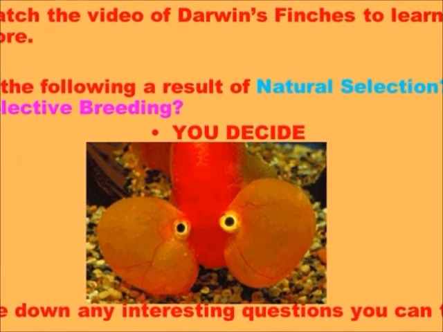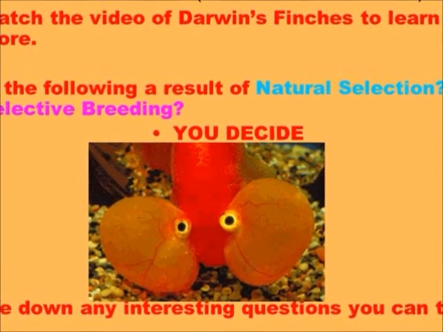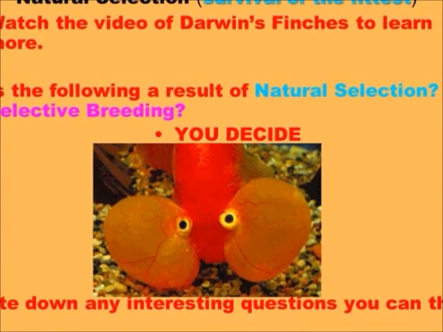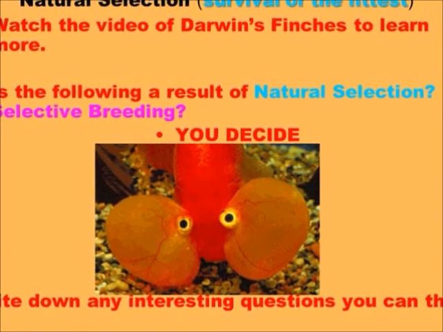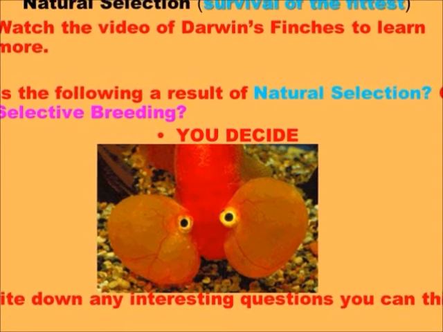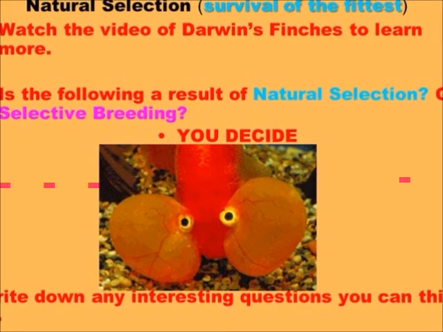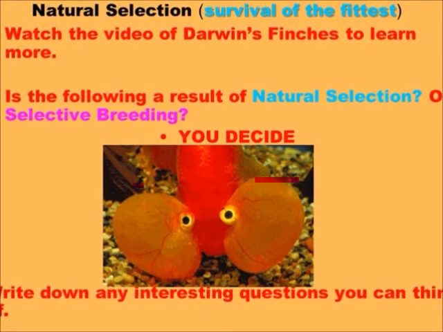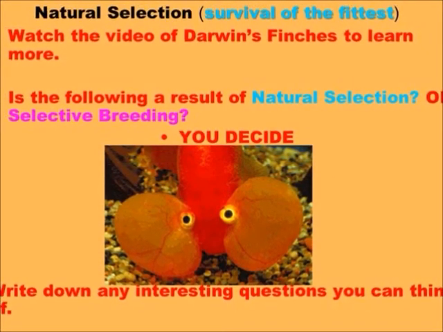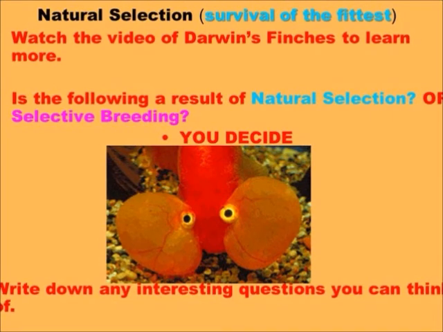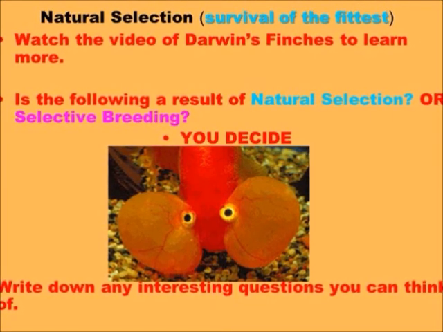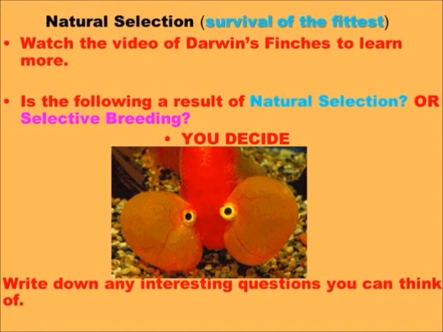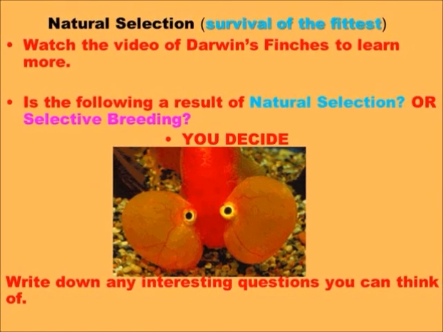Now, for a little bit more information, there's a short video of Darwin's finches. You can kind of see if you can notice the different beaks and what they're used for. And I got a question for you. Look at the picture down below. Is it a result of natural selection or selective breeding? Well, you decide. Tell me why you think that's which one it is. Oh, and by the way, if you have any interesting questions you can think of, go ahead and write them down.